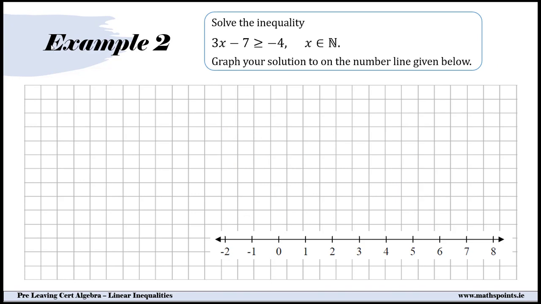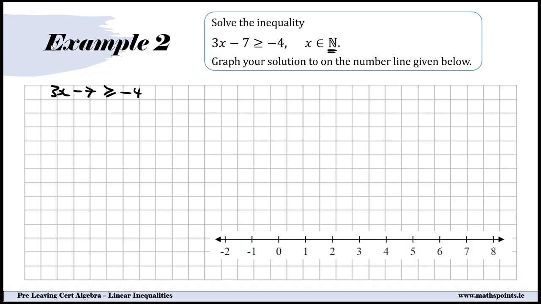Okay, so example 2 then asks us to solve the inequality 3x minus 7 is greater than or equal to minus 4. So we just put a minus on the other side just to make it a little bit different for example 2. Again, we are interested in natural number solutions, and when we go to put these on the number line, we just have to make sure that the solution is only represented by natural numbers.